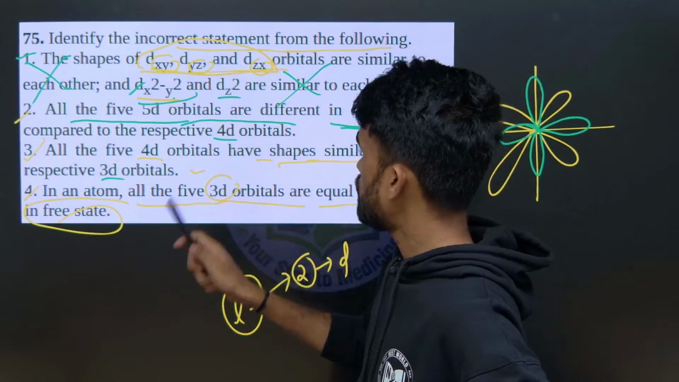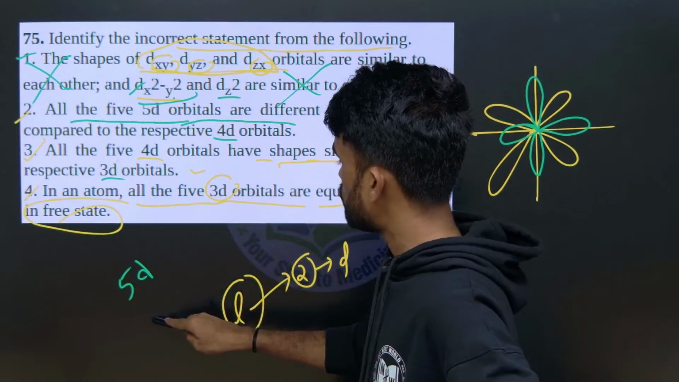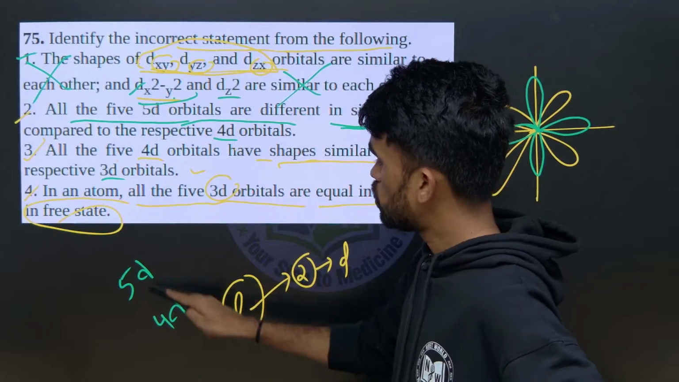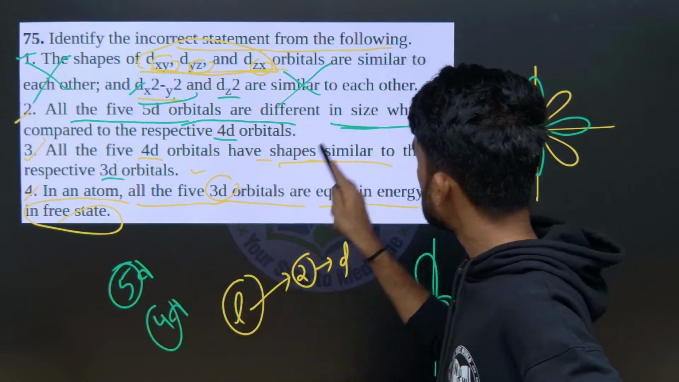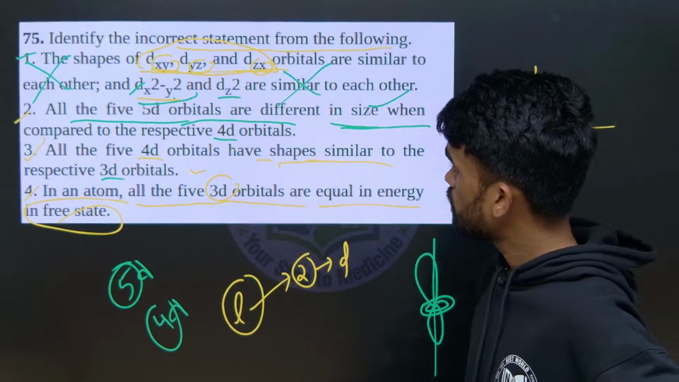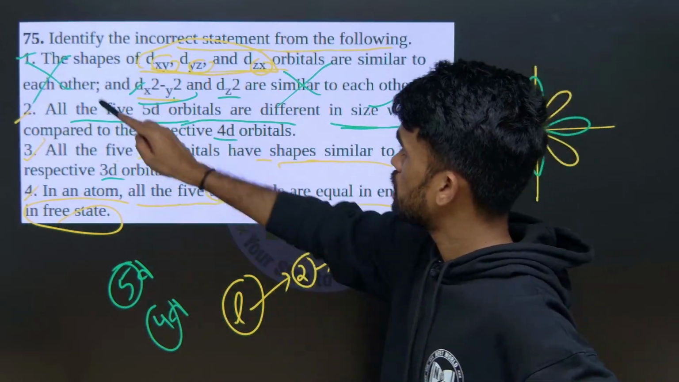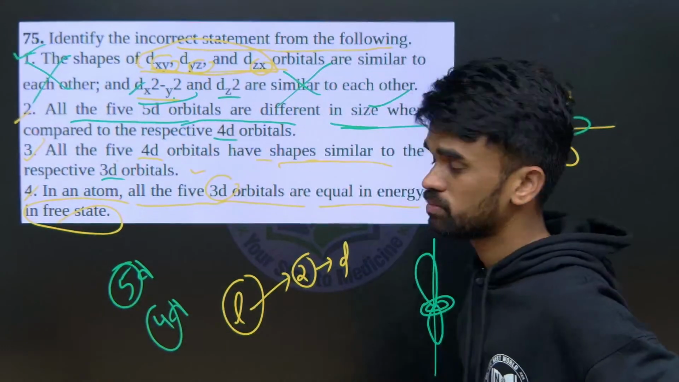Okay, remember 5d orbitals when we compare with the 4d orbitals. Due to the increase in principal quantum number, their size increases. That's why the second statement is also correct. The only incorrect statement here is the first one.